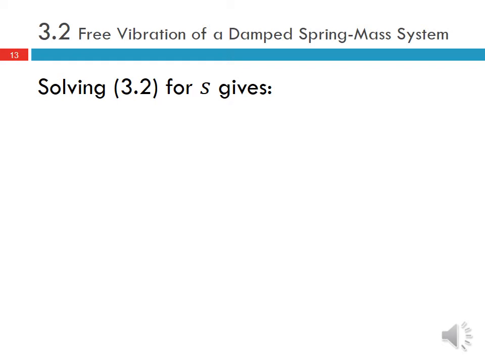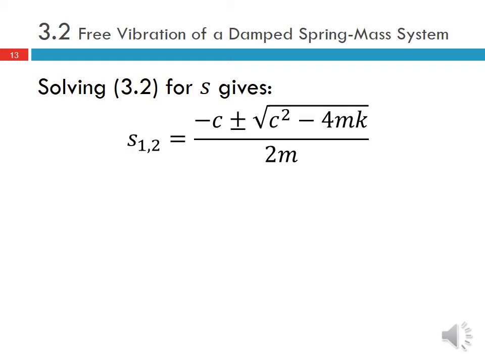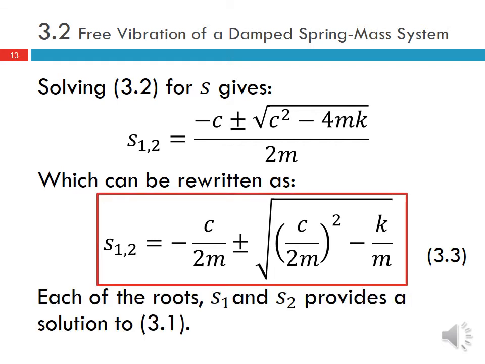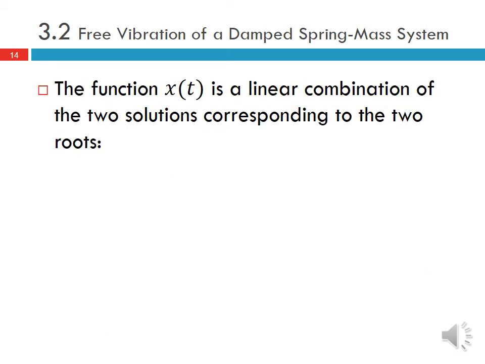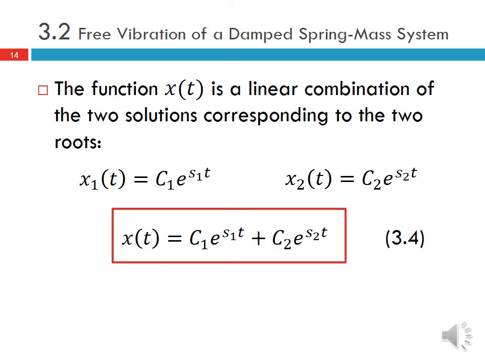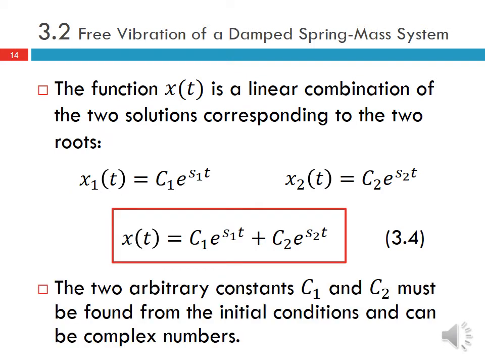We can solve this for s using the quadratic equation, and we see that s has two roots. So s1,2 is equal to minus c plus or minus the square root of c squared minus 4mk, all over 2m. We can rewrite this by bringing the 2m into each of the separate terms. Each of these roots, s1 and s2, provides a solution to equation 3.1. The function x of t is a linear combination of these two solutions. So x1 of t is c1 e to the s1t, and x2 of t is c2 e to the s2t. The total solution is just this linear combination, where c1 and c2 are arbitrary constants that must be found from the initial conditions. At this point, they can be complex numbers.